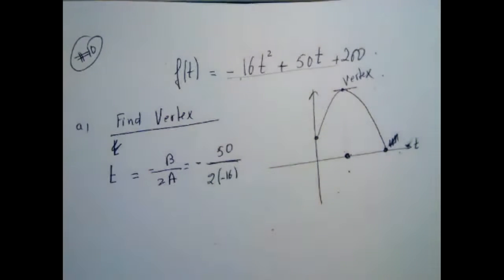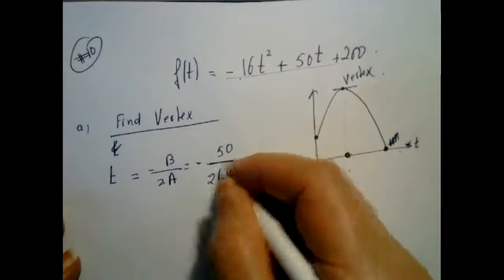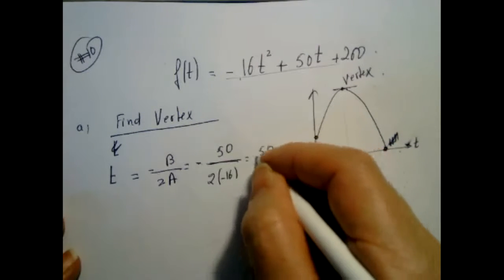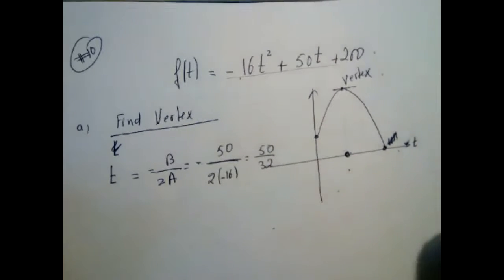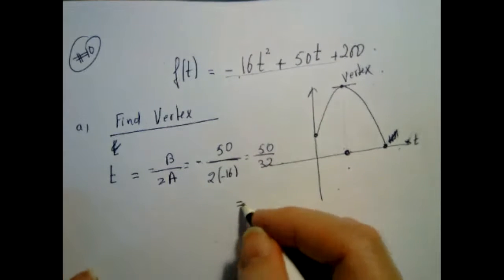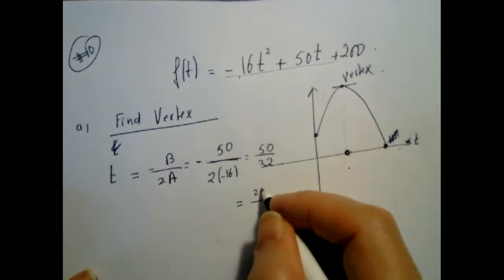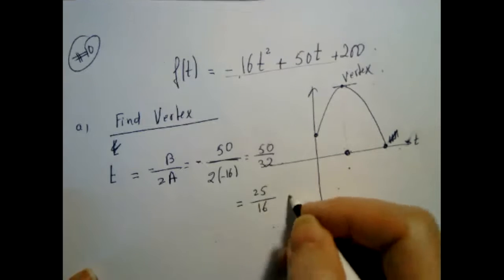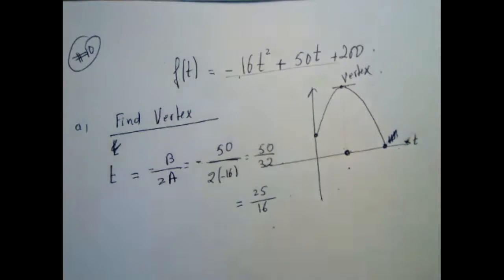And time has to be positive. So when you get an answer, you have to make sure you get a positive answer. So this would give me 50 over 32. If I simplify both by 2, I will get 25 over 16. Divide this by 2 and this by 2.